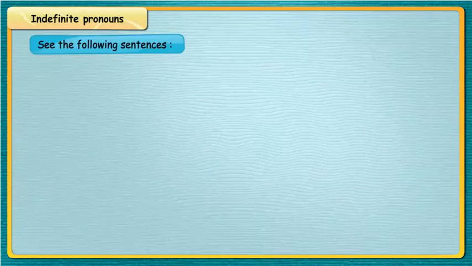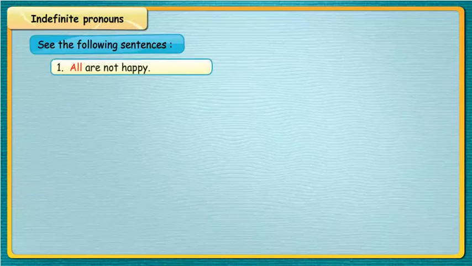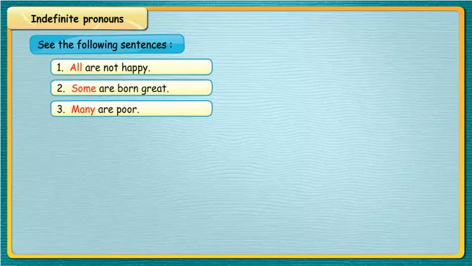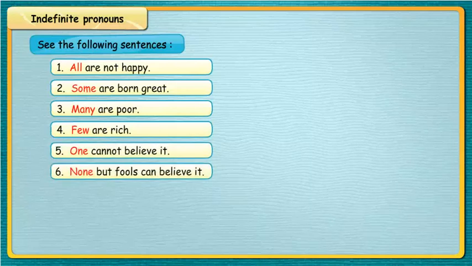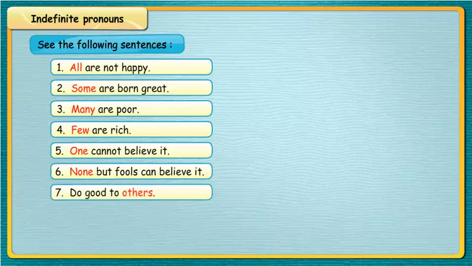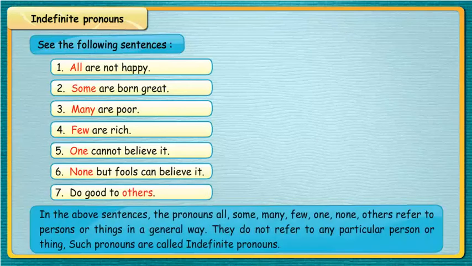Indefinite pronouns. See the following sentences. All are not happy. Some are born great. Many are poor. Few are rich. One cannot believe it. None but fools can believe it. Do good to others. In the above sentences, the pronouns all, some, many, few, one, none, others refer to persons or things in a general way. They do not refer to any particular person or thing. Such pronouns are called indefinite pronouns.